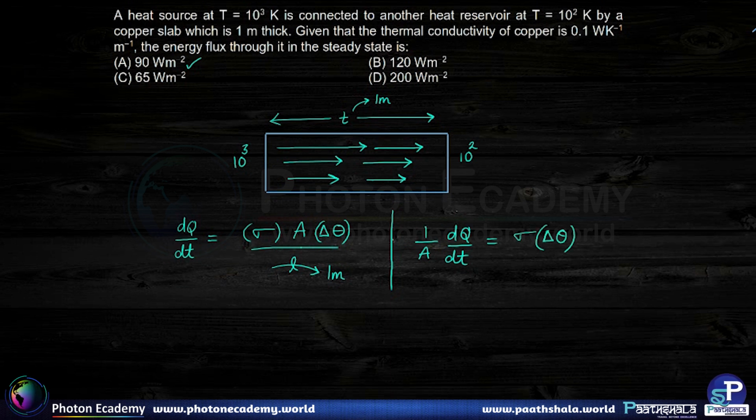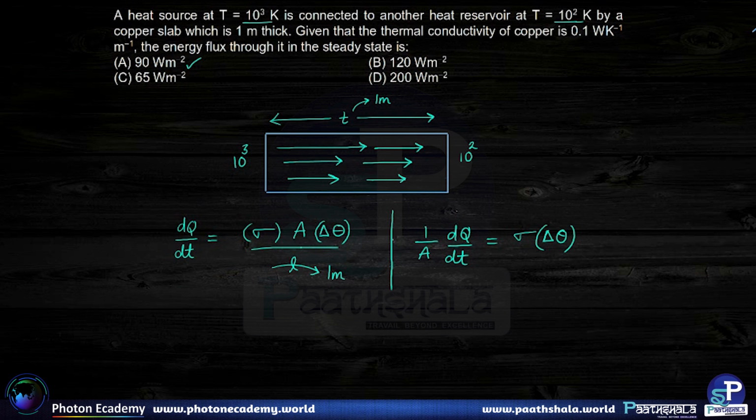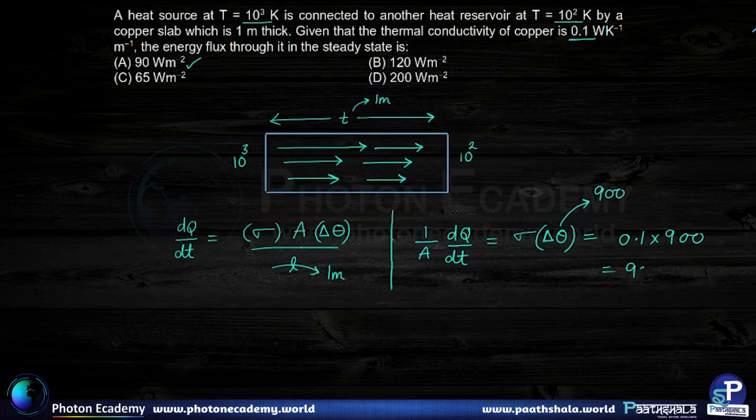So delta theta happens to be equal to 10 raised to 3, which is 1000, minus 10 raised to 2, which is 100. So that is going to be 900. The value of delta theta is nothing but 900. And what is the value of sigma? It is 0.1. So this answer is going to be equal to 0.1 into 900. So the answer is going to be equal to 90 in the units that they have asked for, watt per meter square. So the answer simply is A.